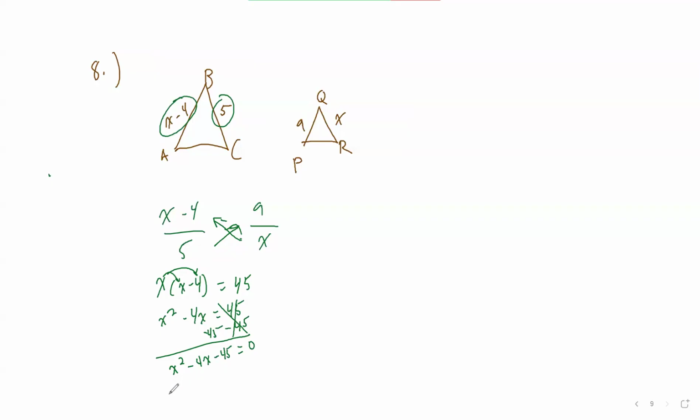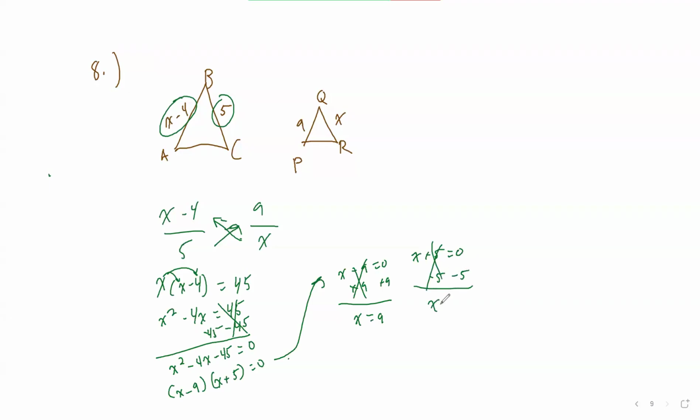And now I've got to determine two things that multiply to negative 45 and add up to negative 4. First numbers that come to my mind are 9 and 5. That multiplies to 45. And if my 9's negative and my 5 is positive, that'll make it a negative and add to negative 4. Again, if you have to do your t-chart, do it. And so then I get x minus 9 equals 0 and x plus 5 equals 0. So I'm going to add 9, so x equals 9, subtract 5, so x equals negative 5.